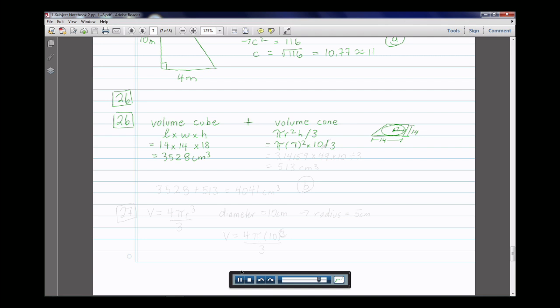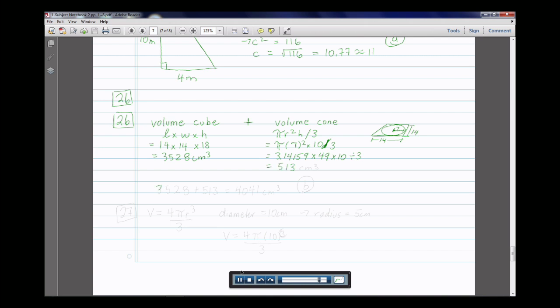If you have a calculator with a pi button, it's really useful. But otherwise, it's 3.14. If you want to put in a few more decimals, you can. 7 squared is 49. And this is a divide, not a 1. Times 10 and divide it by 3. And you put that in your calculator, you get 513.